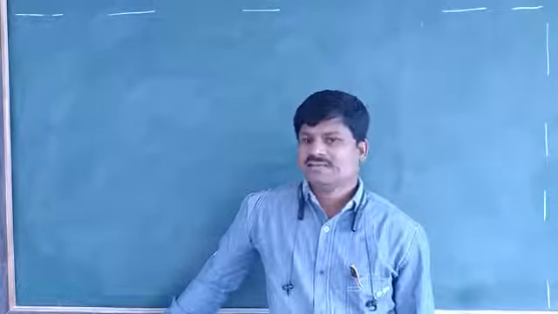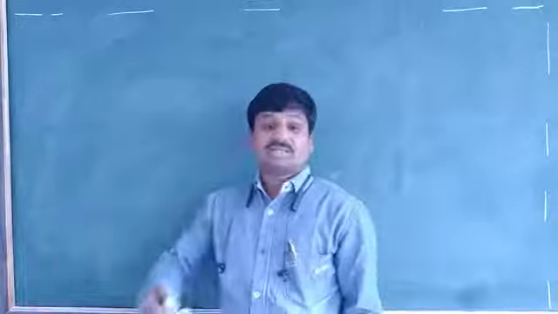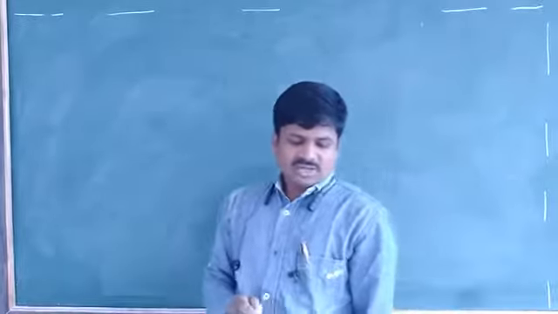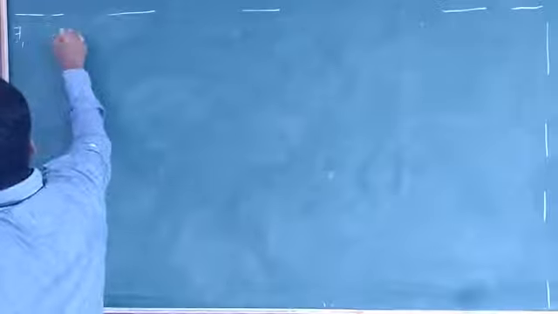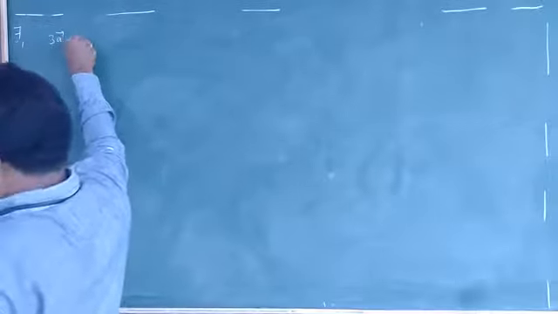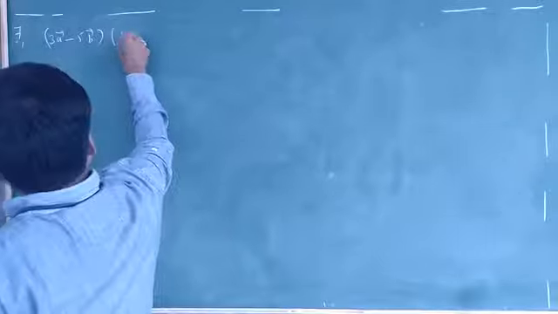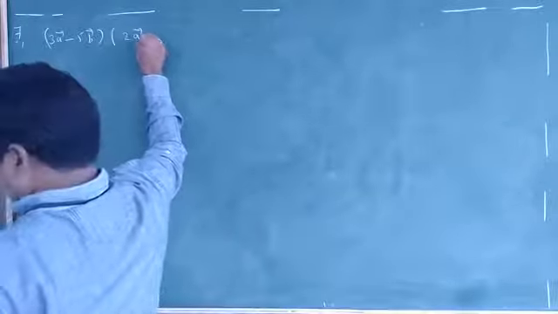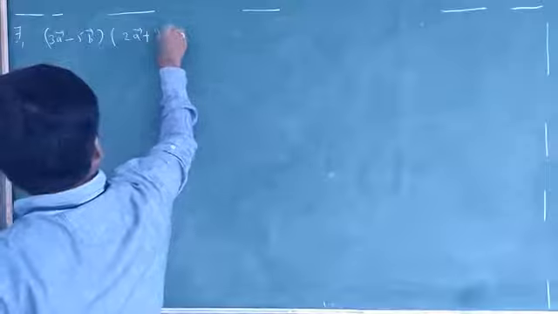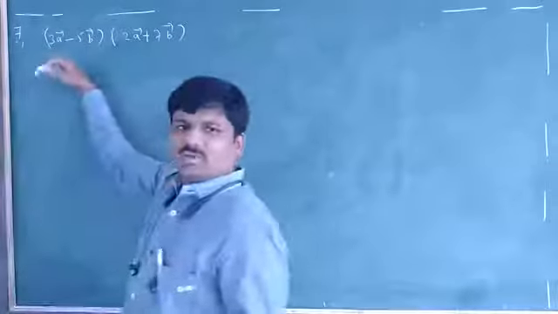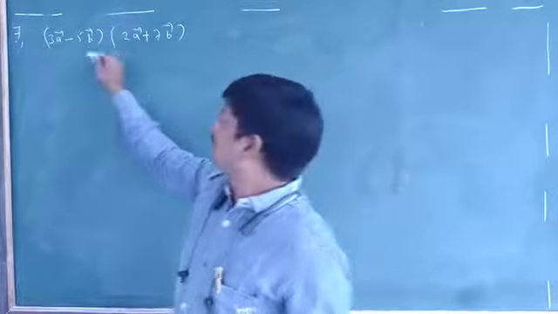Question number 7. What is question number 7 given here? Evaluate the product. Question number 7 is asking to evaluate the product. What is the product? (3a bar minus 5b bar) dot (2a bar plus 7b bar). It is one vector, it is another vector. The dot product is also there.